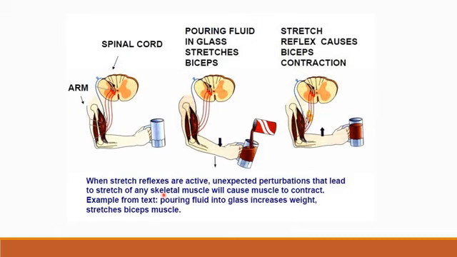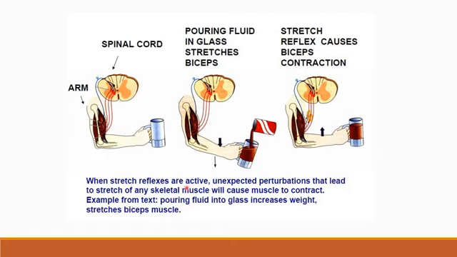So this is one more example. When stretch reflexes are active, unexpected perturbations that lead to stretch of any skeletal muscle will cause muscles to contract. Example, pouring fluid into a glass increases weight, stretching the biceps muscle. This is the same as wearing a backpack on the back muscles. Increasing the weight or load on the muscle causes stretching of that muscle.